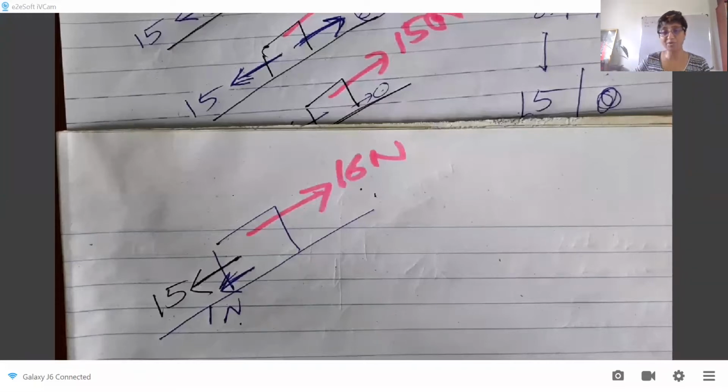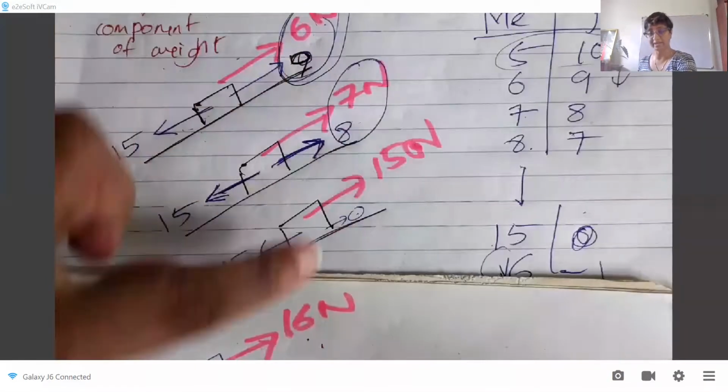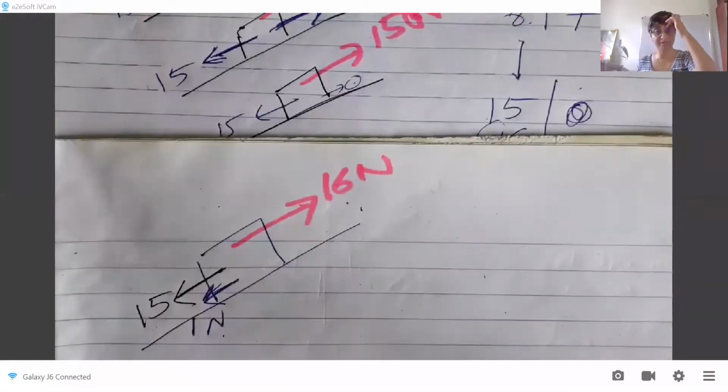Throughout, the object is not moving. At 5 it was not moving. 6, 7, 8, I keep increasing my external force, and it's still not moving. What's the maximum force under which I can keep it still? Think before you say.